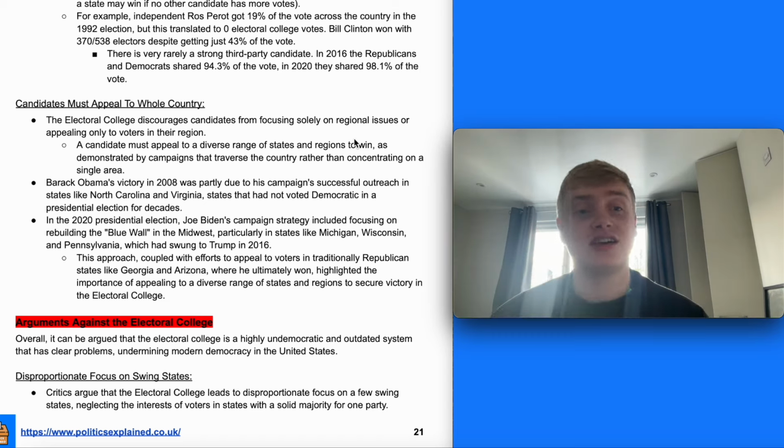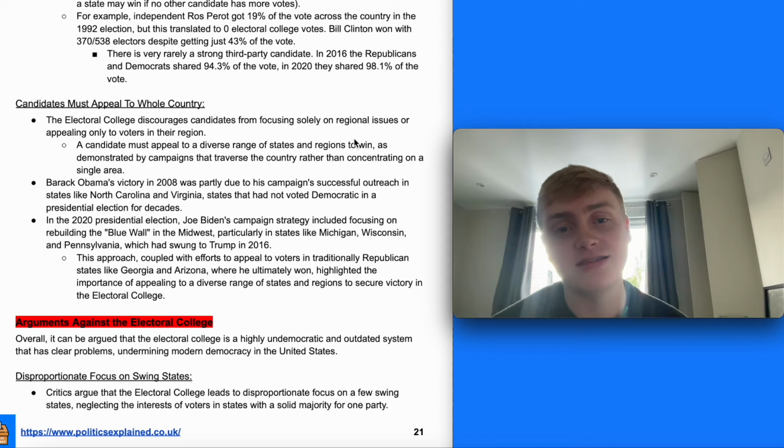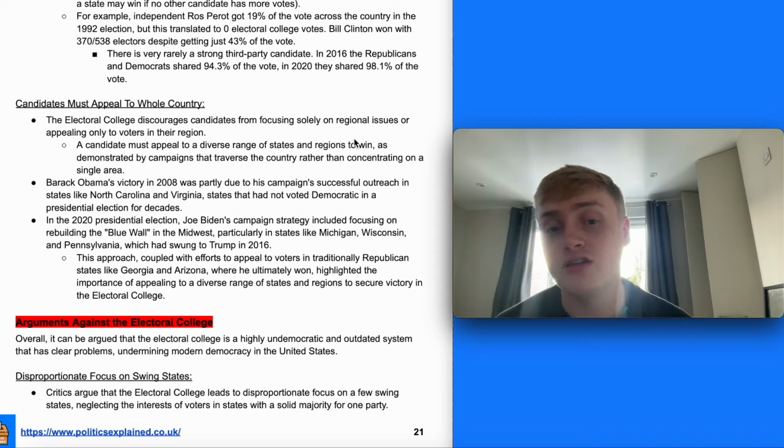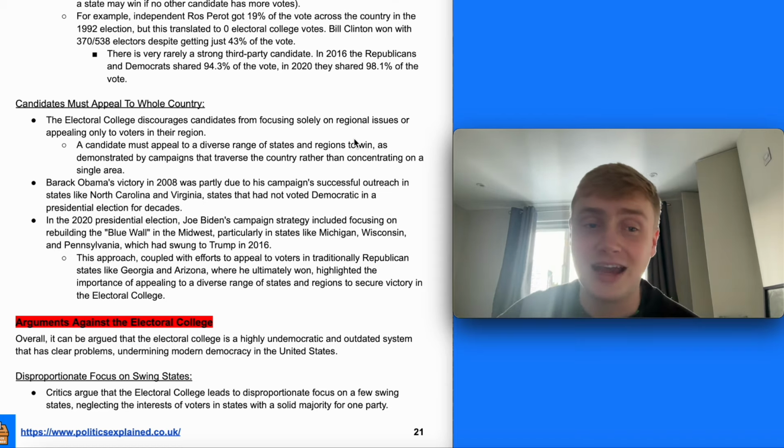Another key advantage is that candidates must appeal to the whole country. So the Electoral College discourages candidates from focusing solely on regional issues or appealing only to voters in their region. A candidate must appeal to a diverse range of states and regions to win, as demonstrated by campaigns that traverse the country rather than concentrating on a single area. Obama's victory in 2008 was partly due to his campaign's successful outreach in states like North Carolina and Virginia, states that had not voted Democrat in presidential elections for decades.